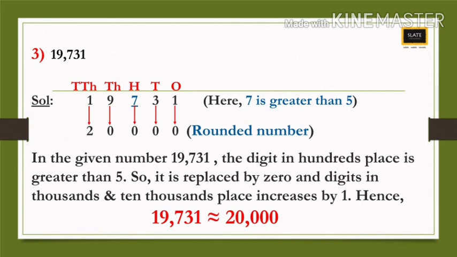So in the thousands place what digit is there? 9. So 9 plus 1 is 10. So as we can't write 10 directly in the thousands place, we carry that 1 to the 10,000s place. Now the 19,000 became 20,000. Okay, so 20,000 is the rounded number there. Therefore, we can call that 19,731 is approximately equal to 20,000.